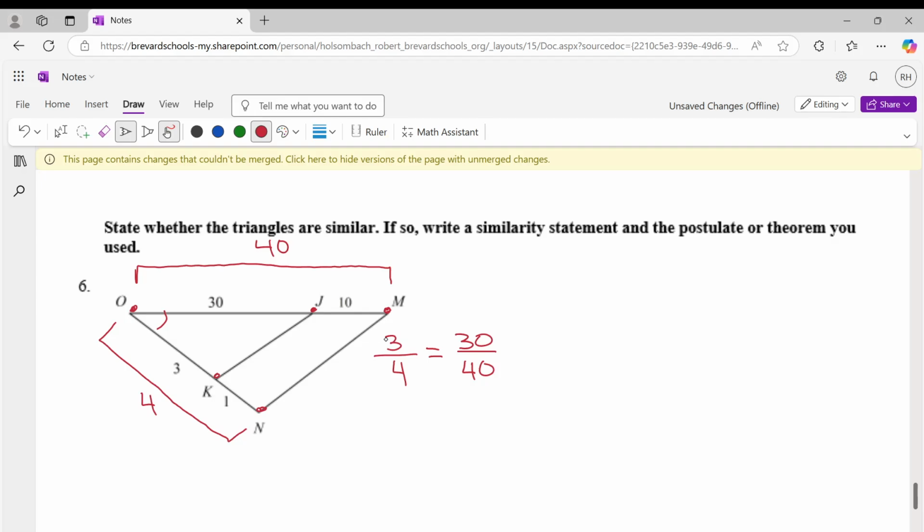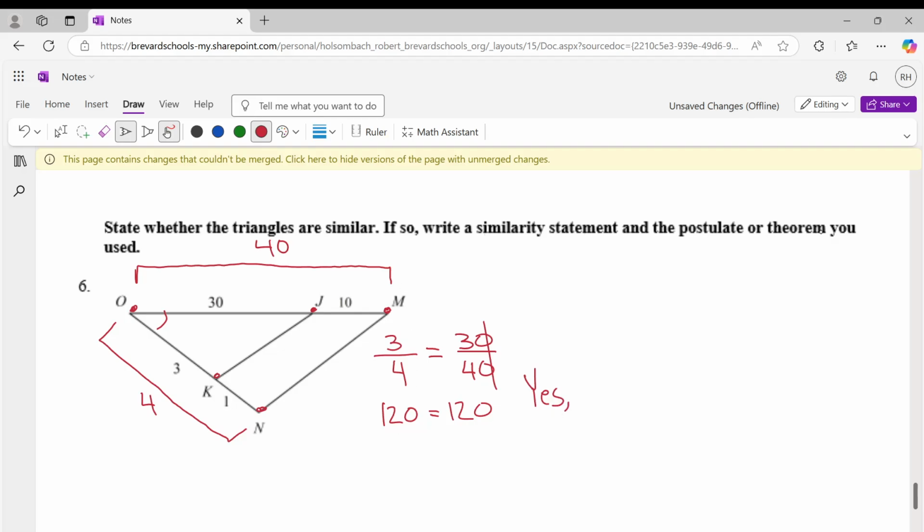All right, so does 3/4 equal 30 over 40? If you cancel out the zeros, 3/4 equals 3/4. 3 times 40 is 120, and 4 times 30 is 120. So the sides are proportional. State whether the triangles are similar, so we're going to go with yes.